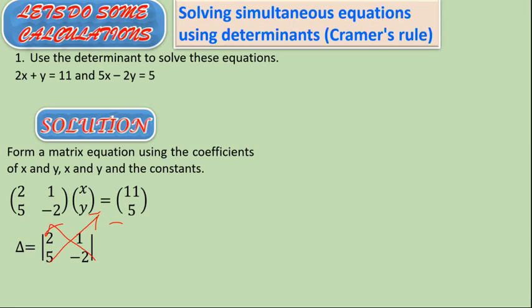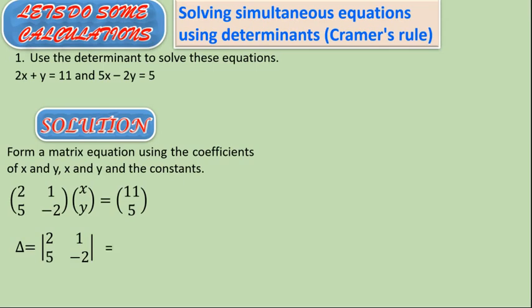So when you do that, minus 2 times 2 will give us minus 4. And then 5 times 1 is 5. Remember that direction is minus, so that gives us minus 5. Therefore, the answer will give us minus 9. So that's how to evaluate that determinant.